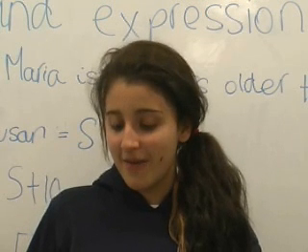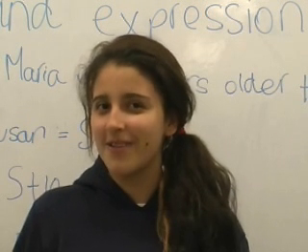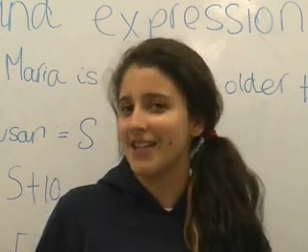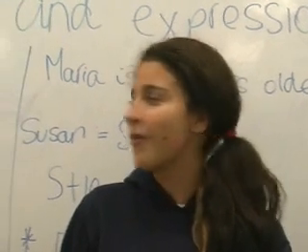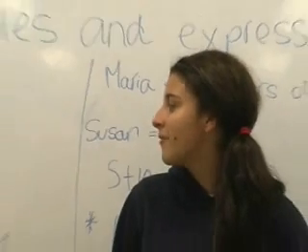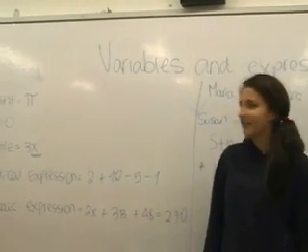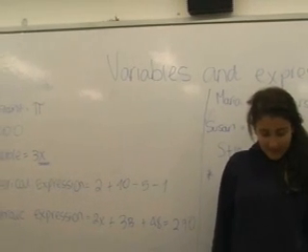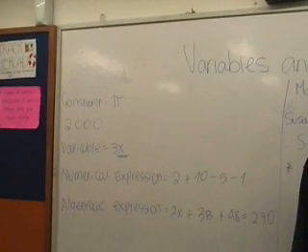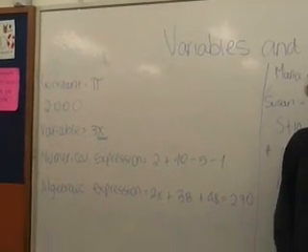What is a variable? A variable is a letter or symbol that represents a value that can change. To understand the topic, you need to know what a constant, a variable, a numerical expression, and an algebraic expression are. A constant is a value that can't change.